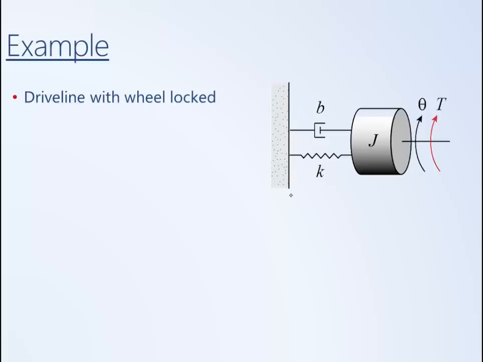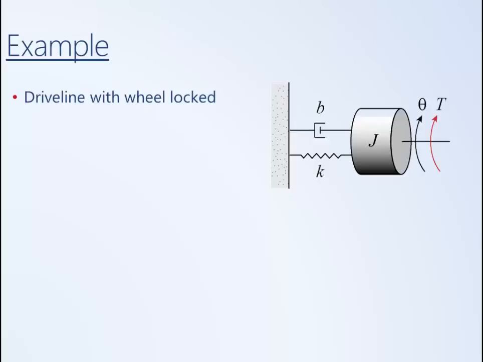On the other end is fixed, so it's not rotating at all, and so that's the wheel being locked up, the wheel not rotating. And here we have some stiffness, so maybe the drive shaft is twisting, and so there's some stiffness associated with that. And then maybe there's some damping, either due to friction throughout the system, where again that could be the friction lumped together from various parts of the drive line.